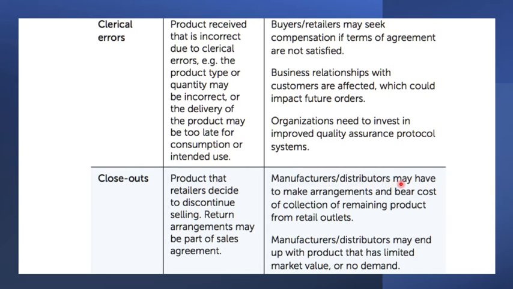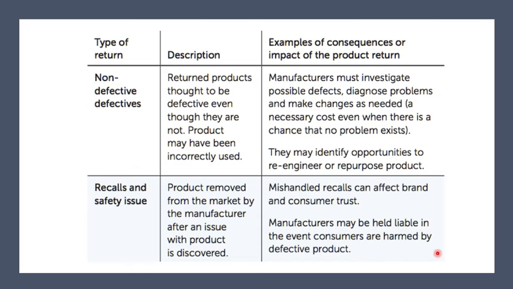Manufacturer and distributor may have to make arrangements and bear the cost of collection of the remaining product from retail outlets, because they have to collect, and that's a cost borne by the manufacturer or distributor. Manufacturer and distributor may end up with product that has limited market value and no demand. That's also the case. And the other type of product is non-defective defectives.